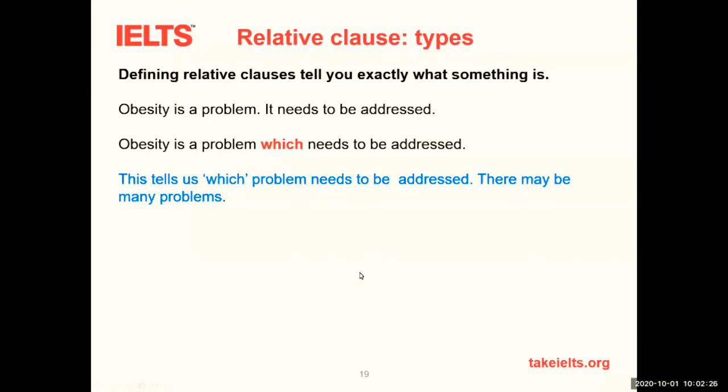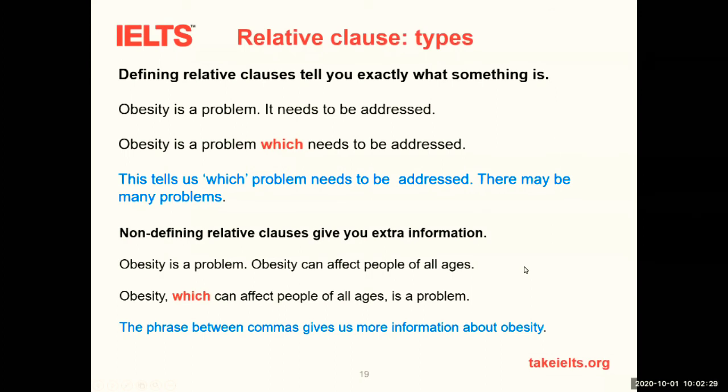And let's look at the other type. Okay, so a non-defining relative clause just gives you extra information. You don't need it necessarily, but very often this extra information is useful. So obesity is a problem. Obesity can affect people of all ages. We put it together and we say obesity, which can affect people of all ages, is a problem. Okay, and notice that the extra information, which can affect people of all ages, is in brackets.